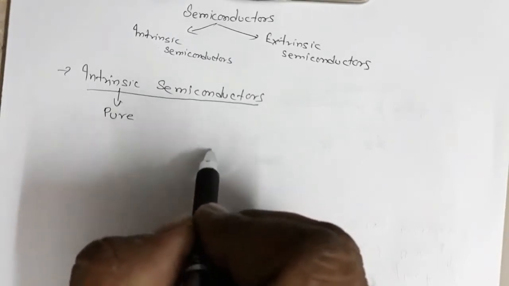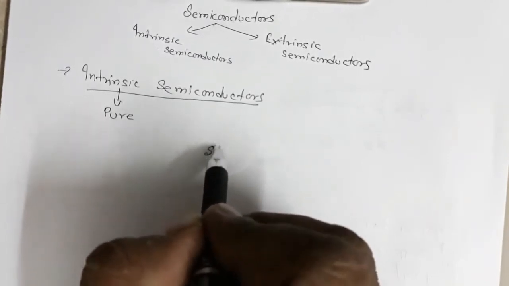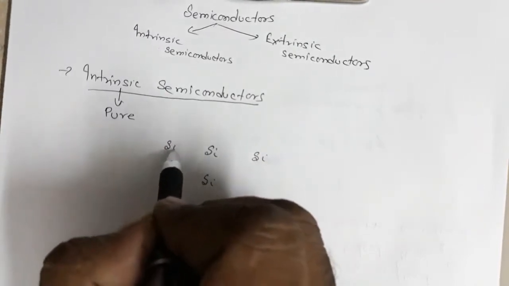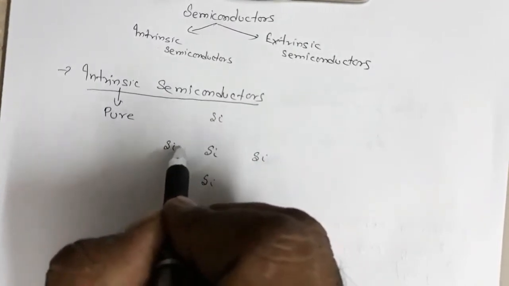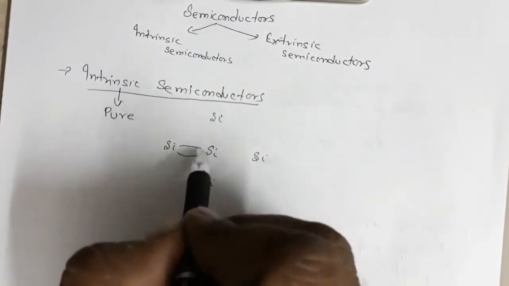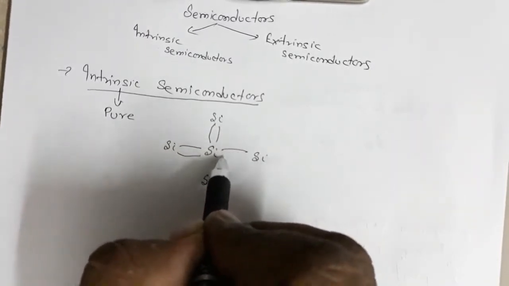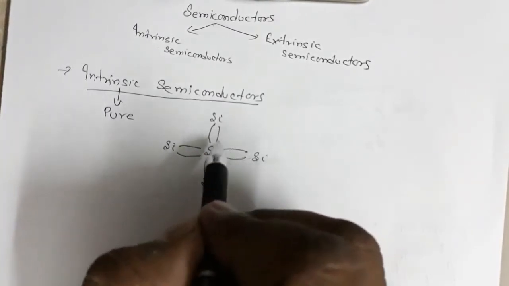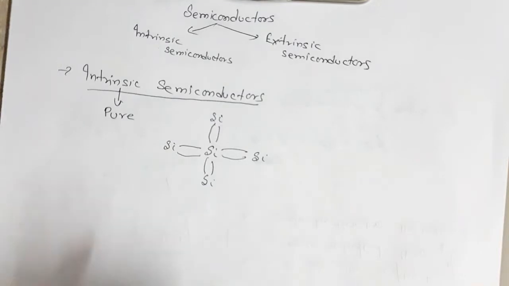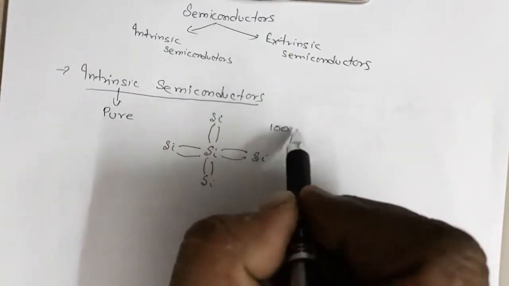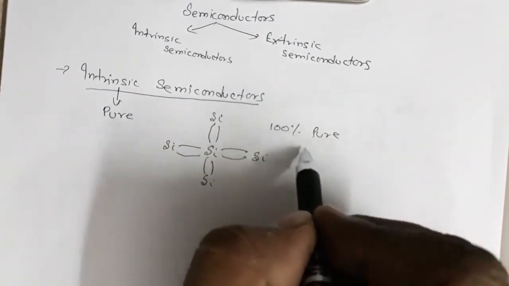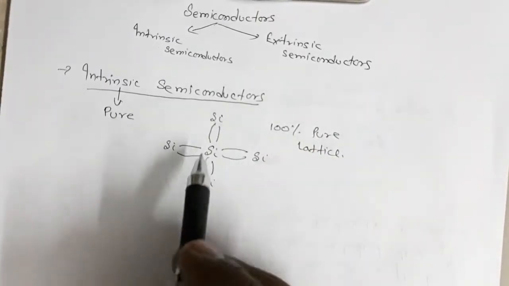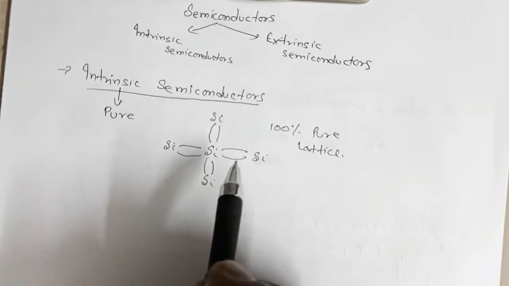So suppose let me draw the silicon structure. The silicon atom, silicon atom, silicon, silicon, silicon. So there will be a covalent bond on all sides. Each silicon atom will form 4 covalent bonds with the 4 neighboring silicon atoms. So this is the 100% pure lattice. In this lattice structure there will be only silicon atoms.